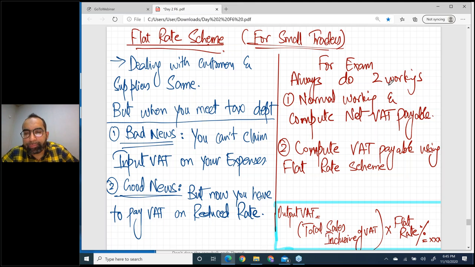Now the third scheme is flat rate scheme. Let me give you some introduction, and this is very interesting. Flat rate schemes are for small traders, very poor small traders, not for big people. And the evidence for this is the limits. The limit for annual accounting scheme was 1.35 million and 1.6 million. But for flat rate scheme, the limit is very low, around 150,000 and 230,000. Okay.